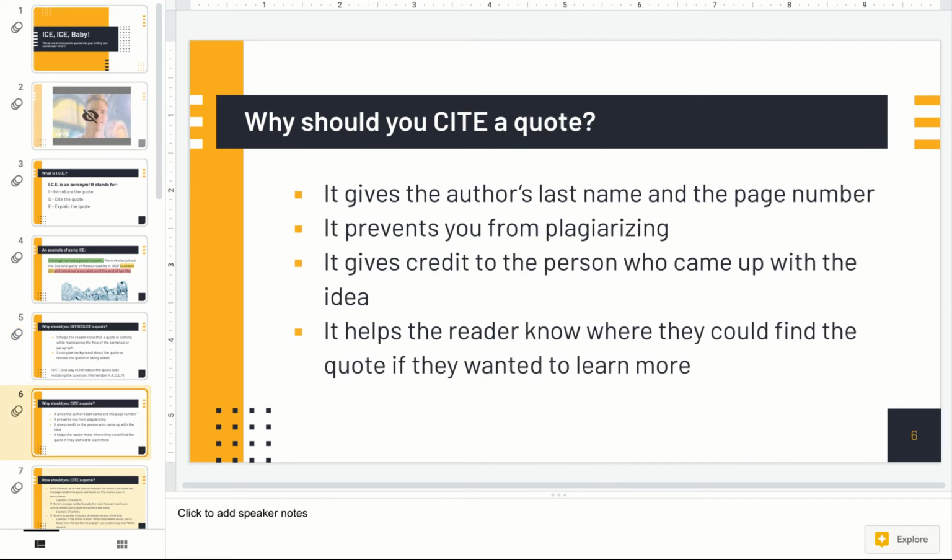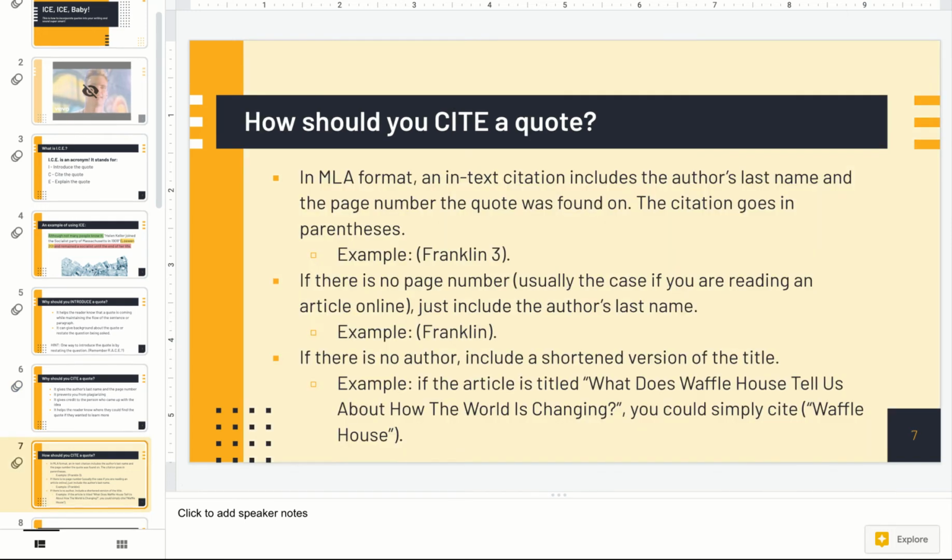Next, let's talk about why you should cite a quote. It gives the author's last name and the page number, so if somebody wants to look up that information, they can. It prevents you from plagiarizing because you're citing appropriately. It gives credit to the person who came up with the idea, and it helps the reader know where they could find the quote if they wanted to read more about the topic. Now, in the past, in your citation, you've done author's last name and year. I'm going to push you to use complete and correct MLA format, so let's talk about that.